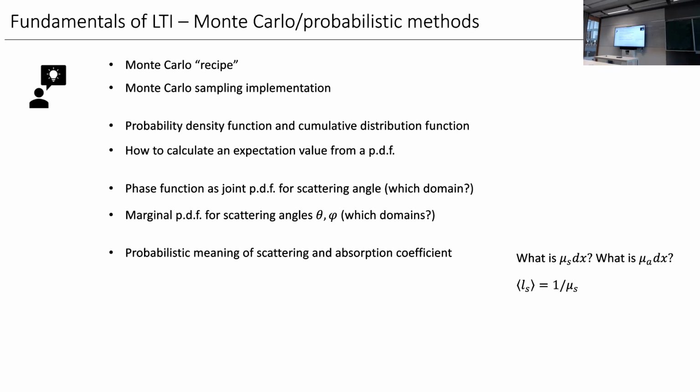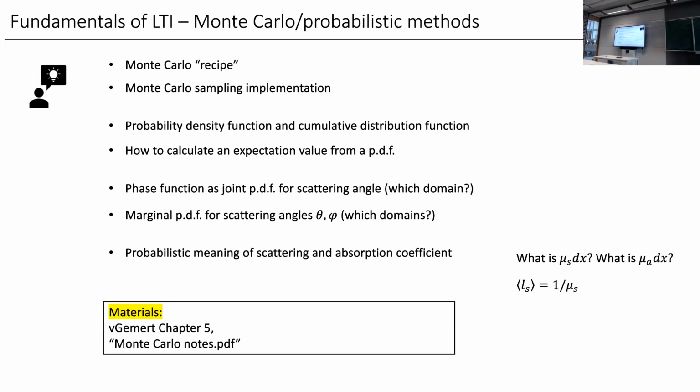Again, the probabilistic meaning of the scattering and absorption coefficients: the probability of scattering or absorption per unit length, and the reciprocal, that is the mean free path between such events. Material is in the slides, a good chapter, and also a separate document.